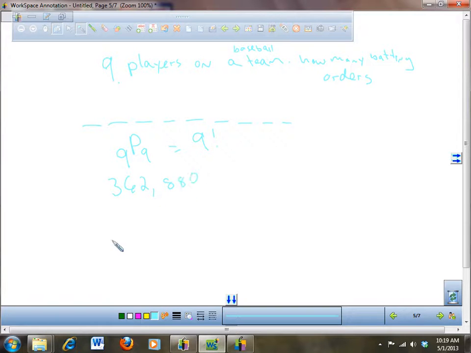362,880. So if they say, no, Jake always gets to bat third, I want to bat third, he goes, oh no, I only have so many different permutations that I can make with these kits. And you say, that's not right, because my math teacher said there's 362,880.